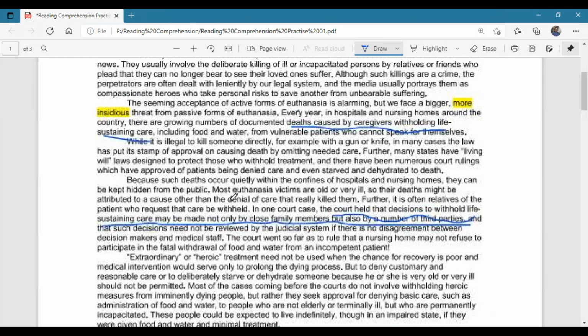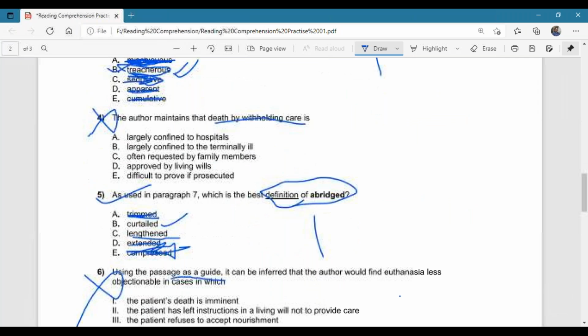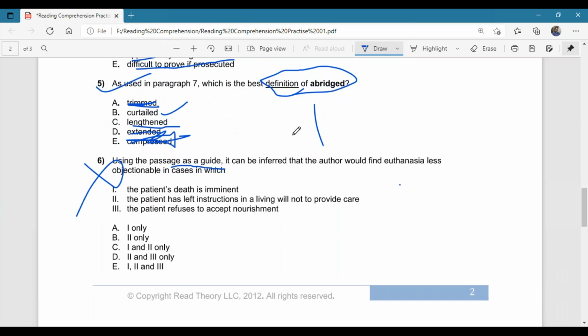Okay, that's what withholding care is being requested by the family members. So you can consider often requested by family members. The author maintains that death by withholding care is often requested by family members. It is not largely confined to hospitals, not largely confined to the terminally ill, not approved by willing lives, or not difficult to prove if prosecuted. There is nothing else discussed about this. So death by withholding care is often requested by family members because it is mentioned directly in the passage. Right? So that's the reason C is the right option.